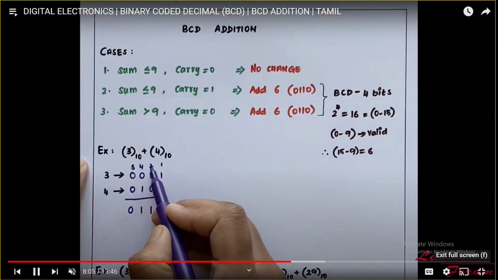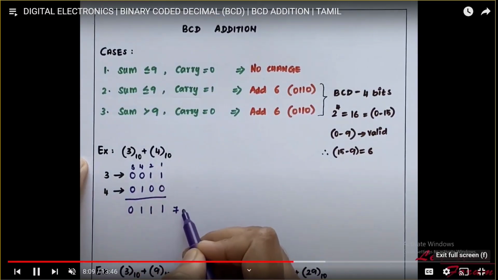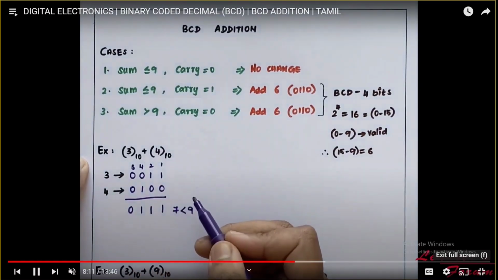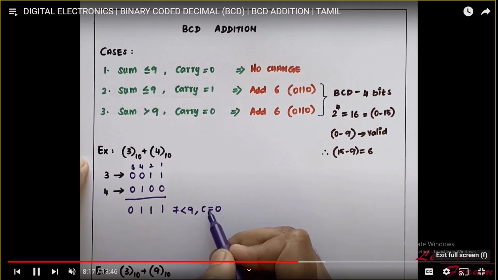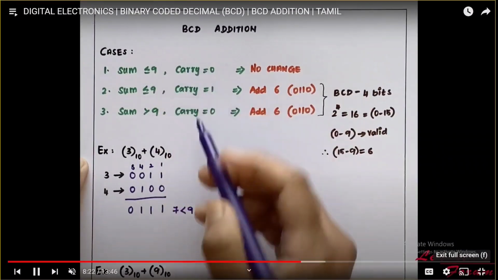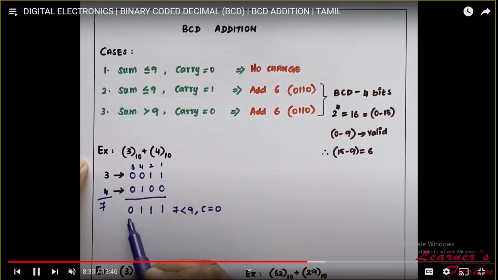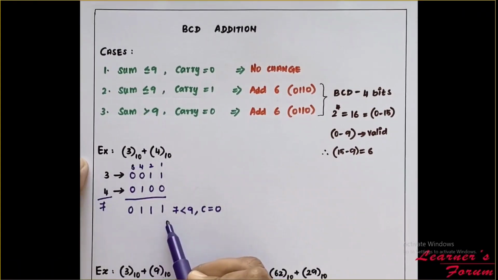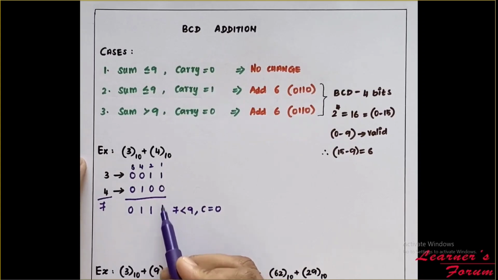So 0111 means the sum value has to be checked. 4 plus 2 is 6, 6 plus 1 is 7, which is less than 9. And we don't have any carry, so carry is 0 here. So this represents the first case: sum value is less than 9 and carry is 0. There is no change over here and we can leave it as such. So 3 plus 4 is equal to 7. This is our first case example.